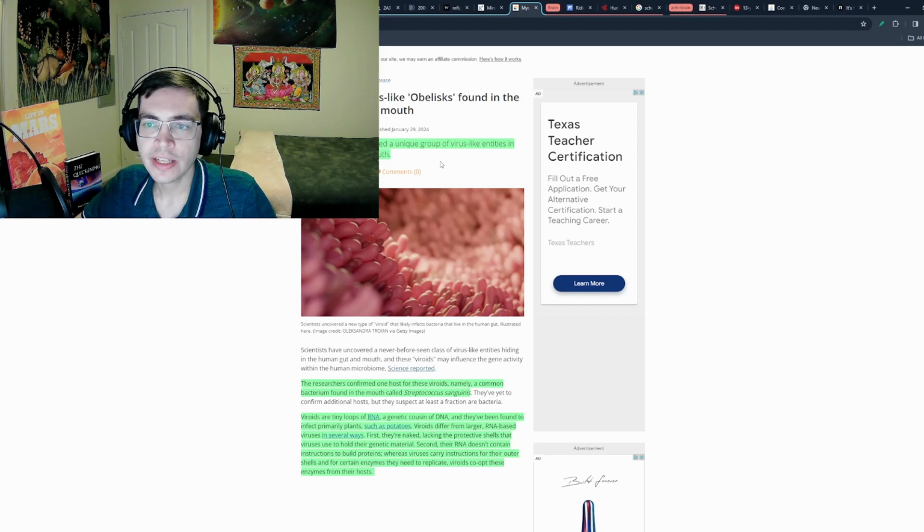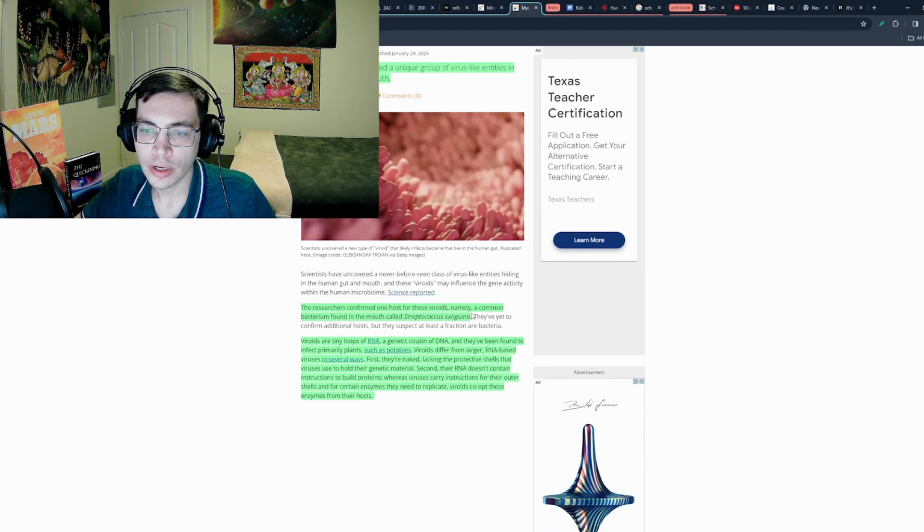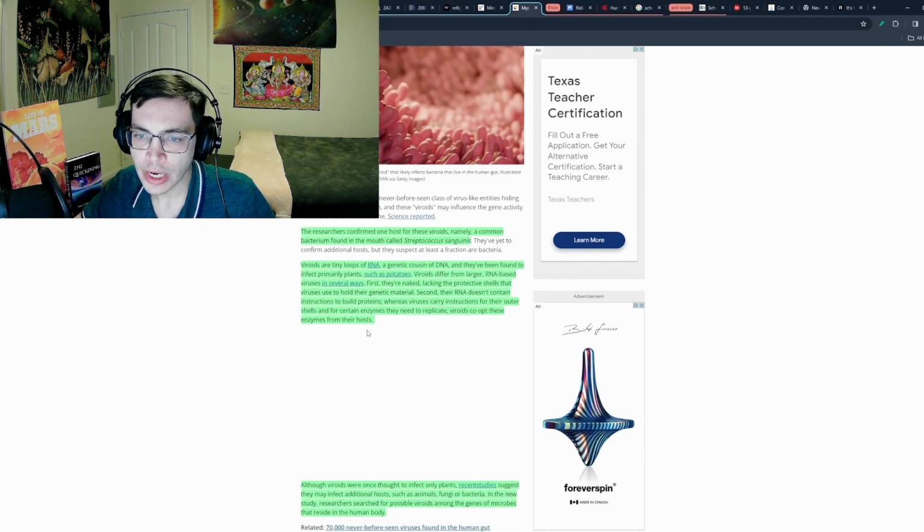It says that these virus-like entities are attached to the bacterium called Streptococcus sanguinis, and the viroids are tiny loops of RNA, a genetic cousin of DNA, that have been found to infect primarily plants such as potatoes. Viroids differ from larger RNA-based viruses in several ways. First, they're naked, lacking the protective shells that viruses use to hold their genetic material.